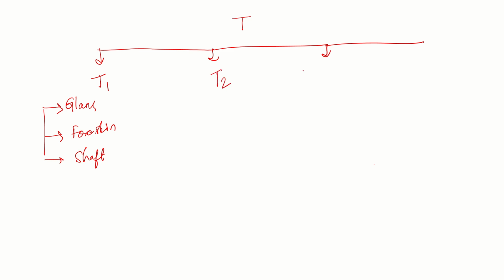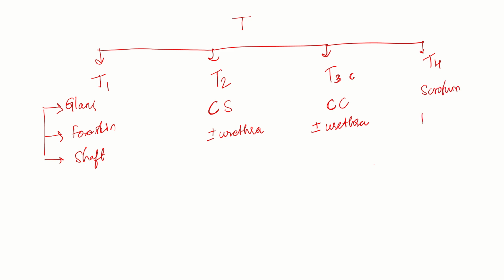In T2 and T3, 3 is for the alphabet C, so I remember like this. T3 is involvement of corpus cavernosum and T2 is involvement of corpus spongiosum. And this can be with or without the involvement of the urethra. This applies both to T2 and T3. In T4, it is involvement of adjacent structures, just like any other T staging, which is scrotum, pubic bone, or prostate.